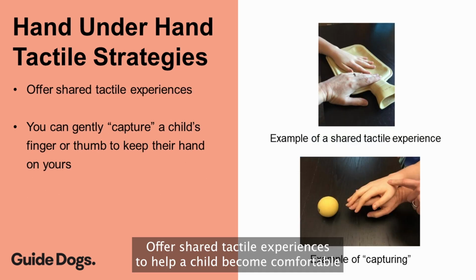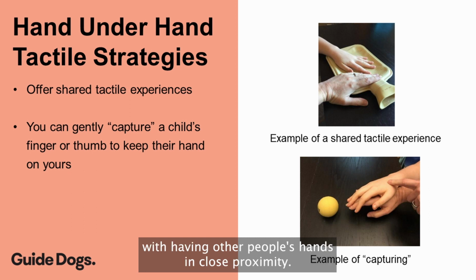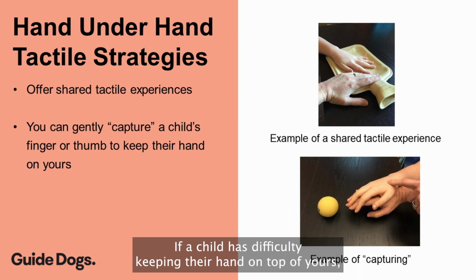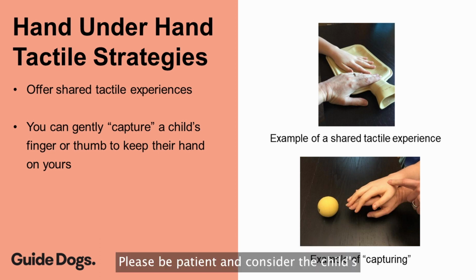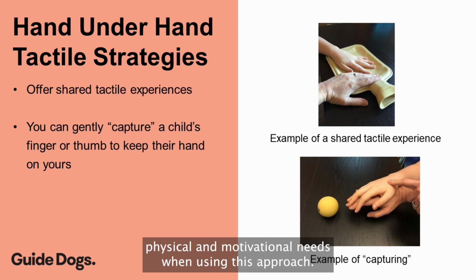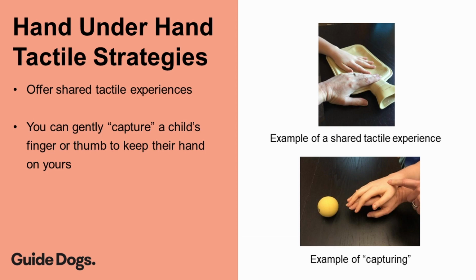Offer shared tactile experiences to help a child become comfortable with having other people's hands in close proximity. If a child has difficulty keeping their hand on top of yours, you can use a gentle touch to keep it in place, or gently capture the child's finger or thumb, ensuring they can still pull away if they choose. Please be patient and consider the child's physical and motivational needs when using this approach.